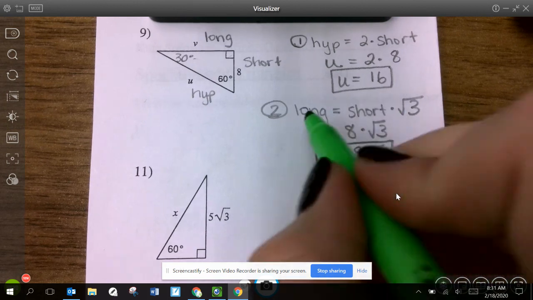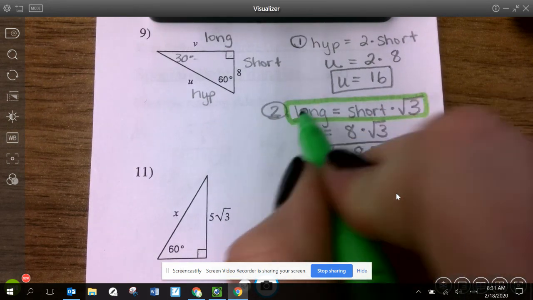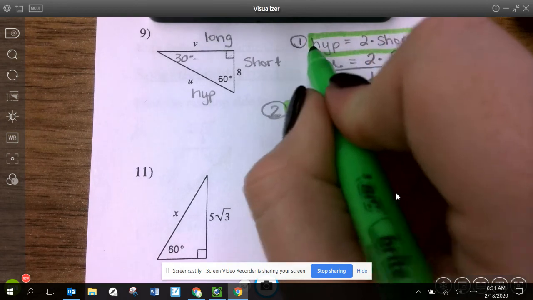Again, these are the two formulas you'll need to remember when dealing with 30, 60, 90 triangles.